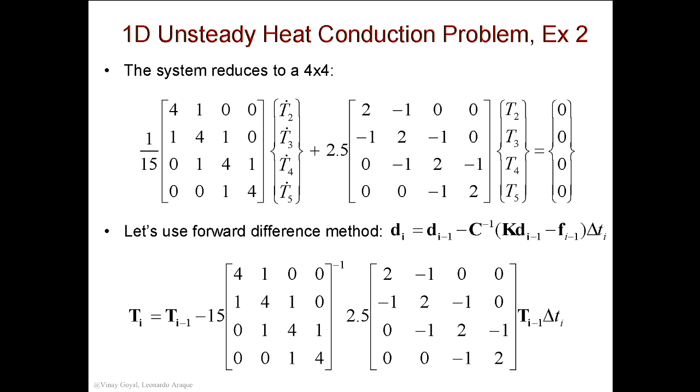The forward difference method had this formula. Again, this was the generic formula, but instead of D it would be T in our case. C is already known, is this one, so you have to invert that to get C. We know K, which is that one right here. Don't forget the 2.5 as a coefficient there. I know F, which is this column, is basically 0.